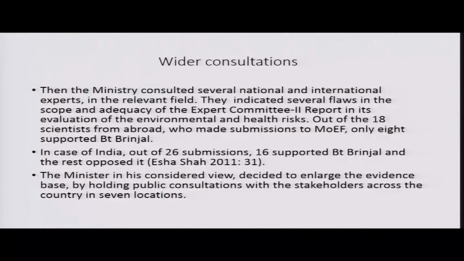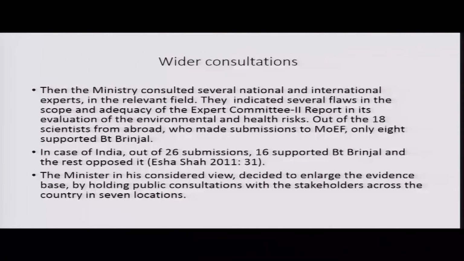Then the ministry consulted several national and international experts, especially the then Minister of Environment and Forest, Mr. Jairam Ramesh, who took a lot of interest and consulted several national and international experts in the relevant field. These experts indicated several flaws in the scope and adequacy of the expert committee 2 report in its evaluation of the environmental and health risks. That is, the report of the expert committee 2, which recommended field trials of BT brinjal, had serious flaws. That means the report is not adequate, it is not comprehensive, or it is not a thorough report which has gone into all aspects of health risks and all aspects of environmental risks.